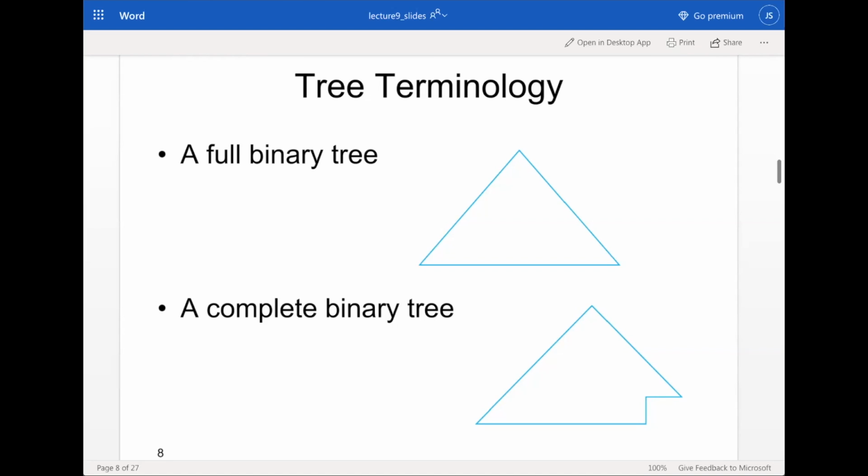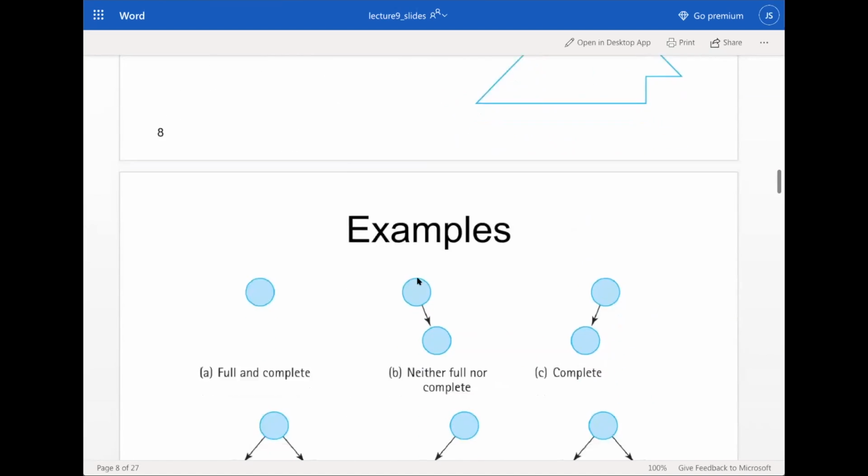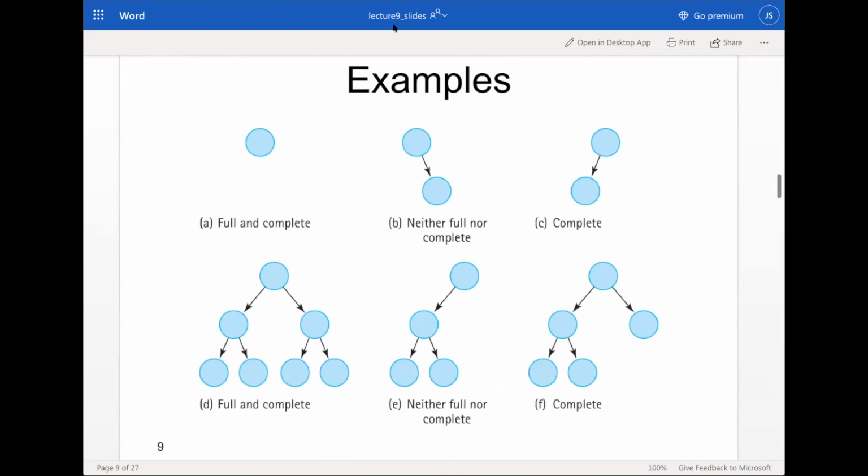Let's just use some examples here. As you can see here, this one is complete and full. Again, a complete tree has its leaves right on one level. This is one level, and there are actually two coming off of it, and they just turn out to be null.